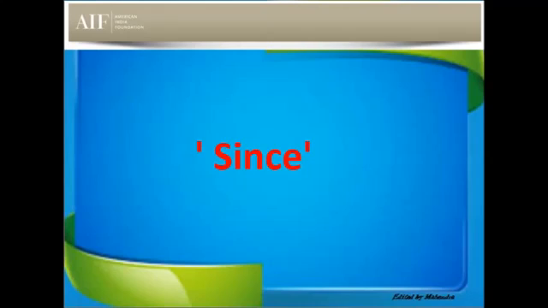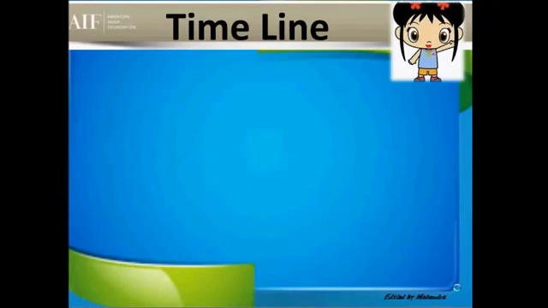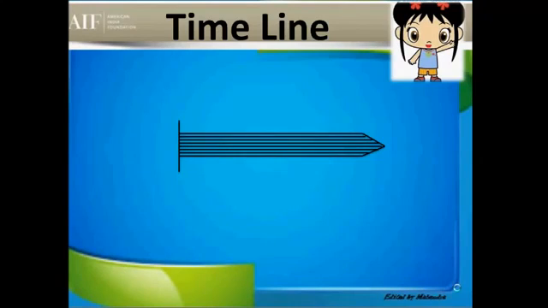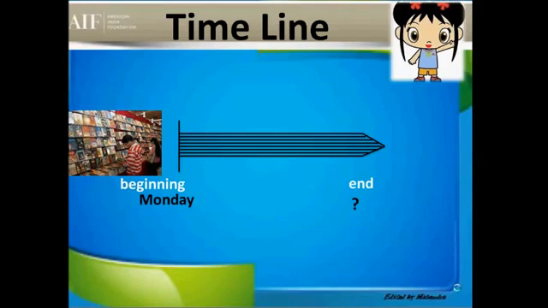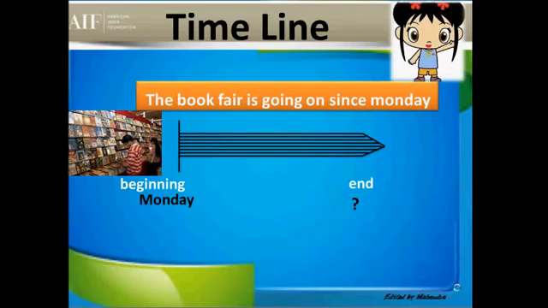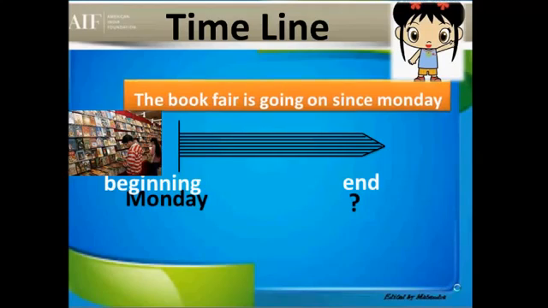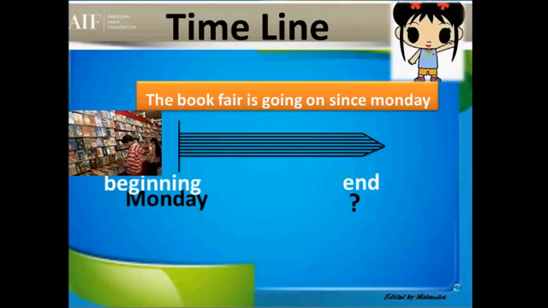Let's come to the third one now, that is since. We use since when we know the beginning of the time period but we do not know the end of the time period. For example, the book fair is going on since Monday. Here we have the beginning of the time period, that is Monday, but we do not know the end of the period. So I put a question mark here, and therefore we say the book fair is going on since Monday.